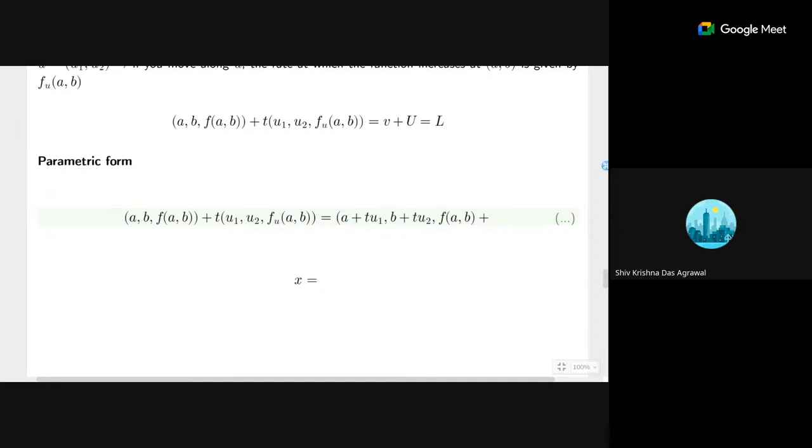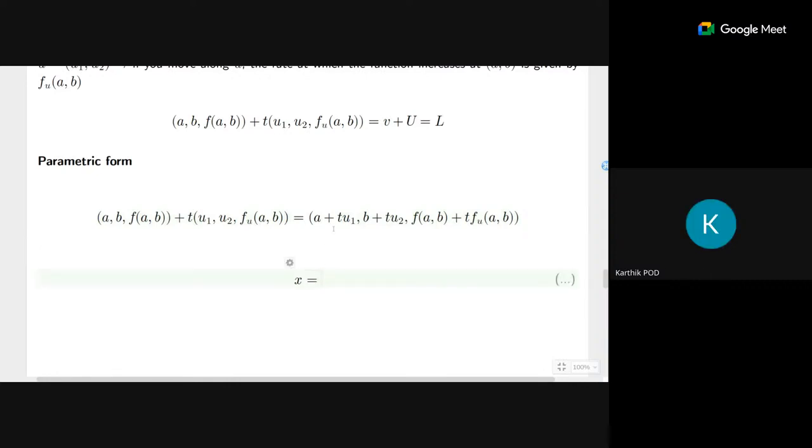So you can put this together. If you add the components, it turns out to be a plus t u1, comma, b plus t u2, comma, f of a, b plus t times the directional derivative. We need all the components in one vector form, with one parameter. Everything is in terms of t, which is the parameter. In the lectures, you might see this written as x of t equals a plus t u1, y of t equals b plus t u2, and z of t equals f of a, b plus t times the directional derivative.